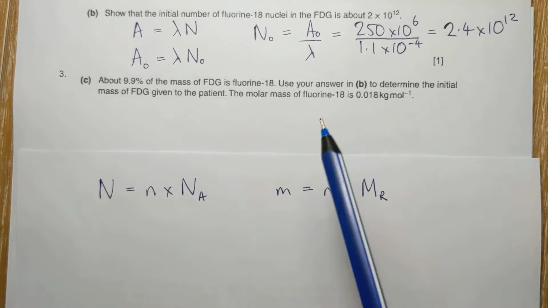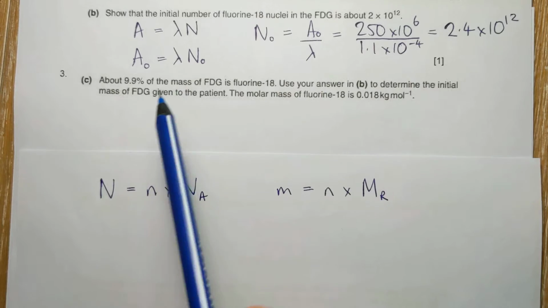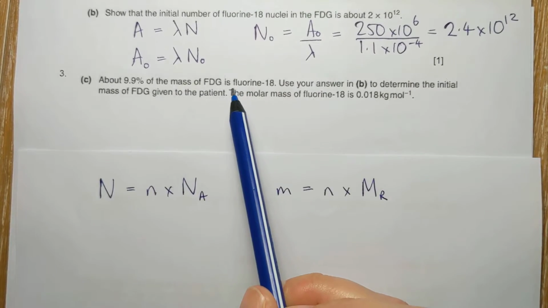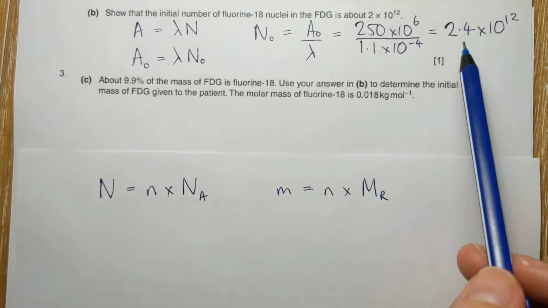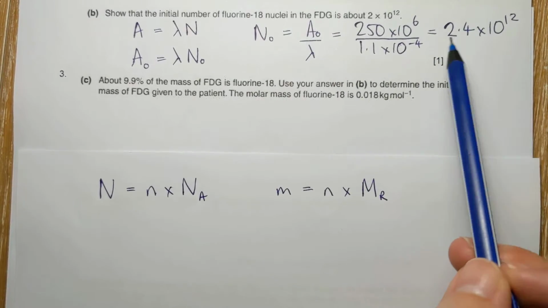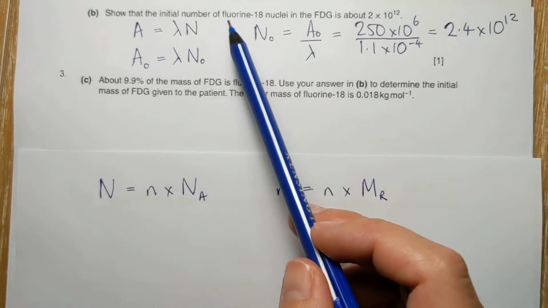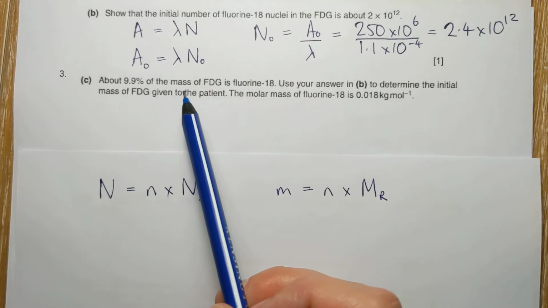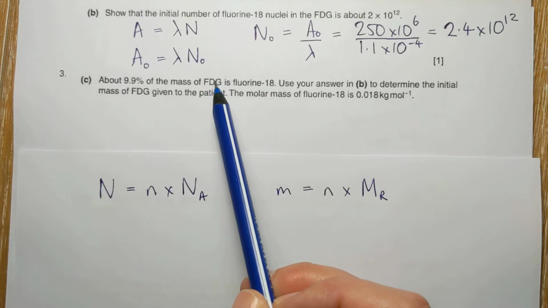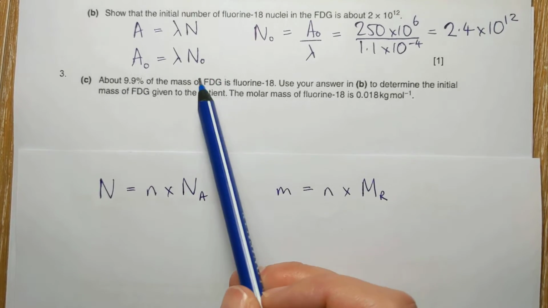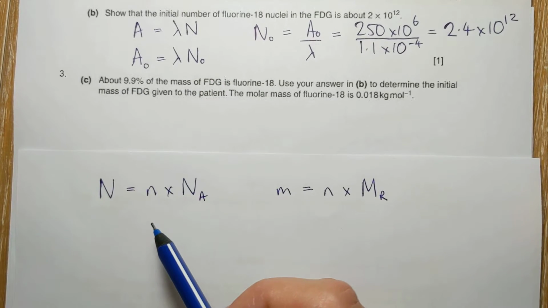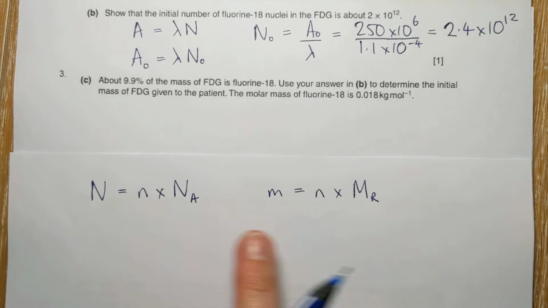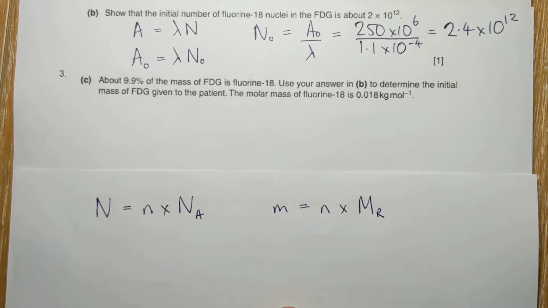Okay, so what they're saying is that this chemical they've given the patient, FDG, it's not all the radioactive elements. So we've just worked out how many nuclei of fluorine 18 we had at the beginning, but we're being told that that wasn't all of it. So that was only 9.9% of this FDG. So the first thing we're going to do, I'm going to assume I've taken my own advice here and I've written these two formulae down when I got into the exam.